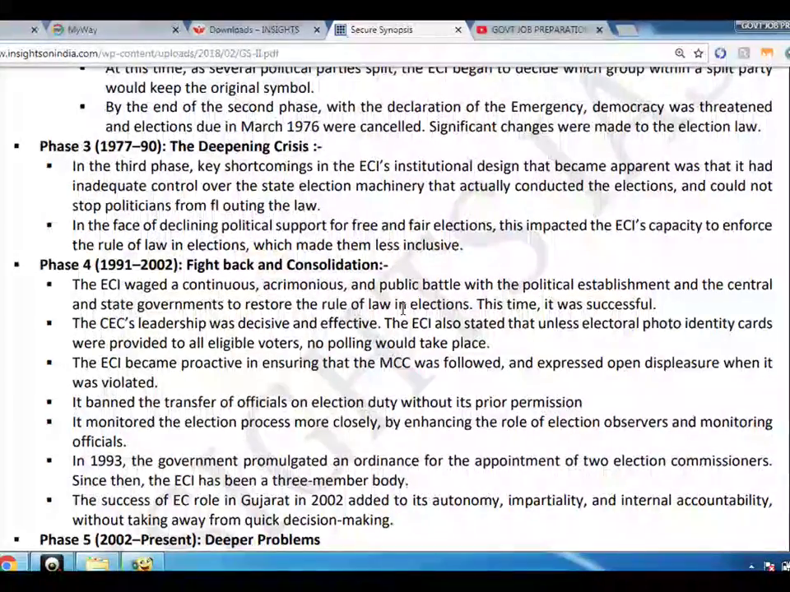Phase 4, 1991 to 2002: fight back and consolidation. The ECI waged a continuous, acrimonious, and public battle with the political establishment and the central and state governments to restore the rule of law in elections. This time, it was successful. The CEC's leadership was decisive and effective.